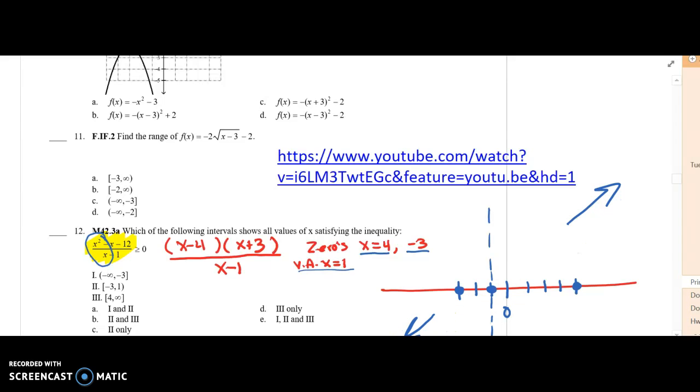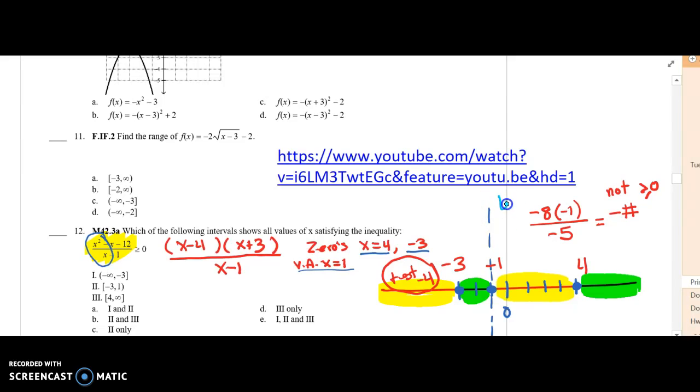So instead, I'm going to come up with zones: a zone here, a zone in green, a zone between these zeros, and a zone from 4 to infinity. And now I'm going to select values that are in the middle. So the first thing I might test would be negative 4 because it's left of negative 3.